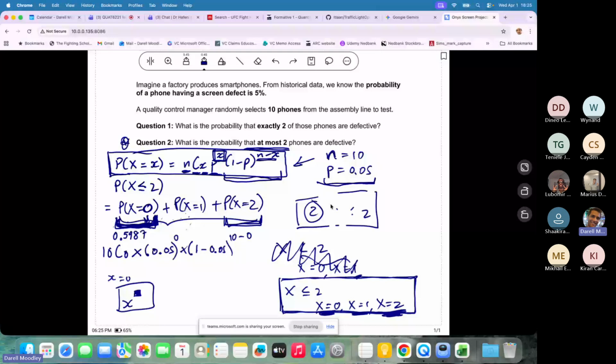Okay, so what I want you to do now is give this a try. I'm going to ask you to work out the probability of x equals 1 using this equation here. You know your n value, that's 10. Your p is 5%, 0.05, and your x is going to be 1. Substitute these values into this equation, get the value for me, and write it in the chat.